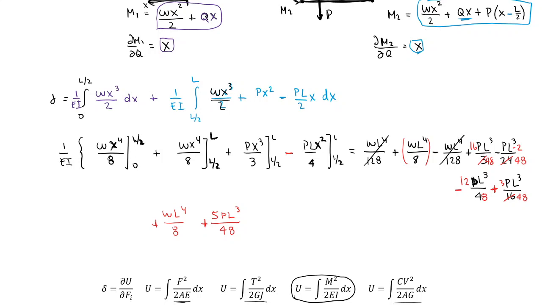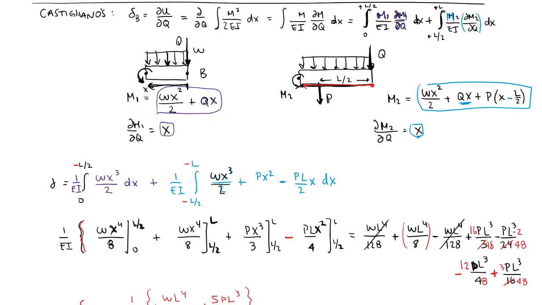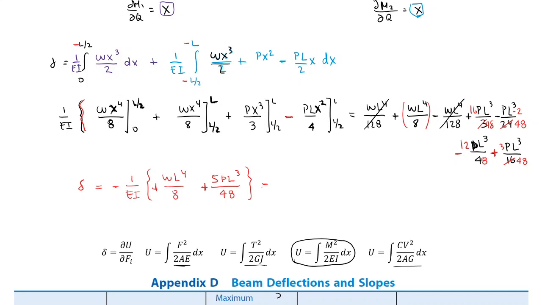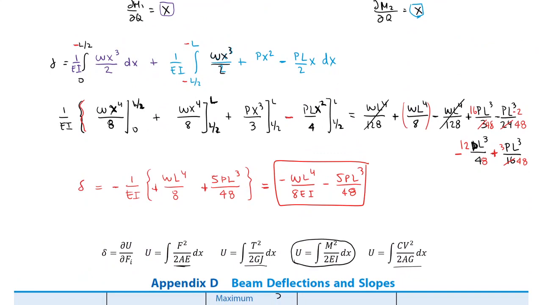But what I said is I'm gonna be adding, and this is all multiplied by 1 over EI from this. I'm gonna do negative, because my integrals technically should have been from 0 to minus L over 2 and from minus L over 2 to minus L, because I'm moving from here to here. My x is negative. So it's basically just doing the integral and then adding a negative there. So this is W L to the 4th over 8 EI, negative, minus 5 PL cubed over 48. And this is exactly what I got from the superposition.